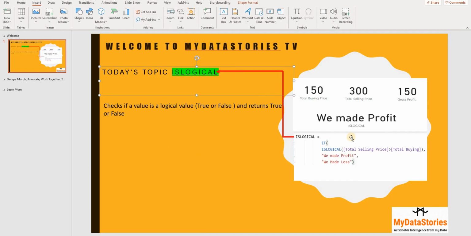So a quick recap. We have calculated the total buying price and the total selling price, and we wanted to check whether the total selling price is greater than the total buying price, and if it's greater, we have made a profit. That's a true, and if we have not made a profit, that is what we get there.